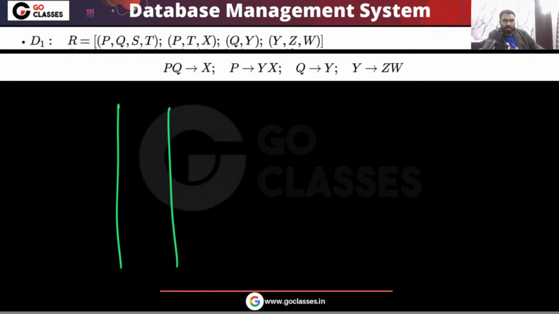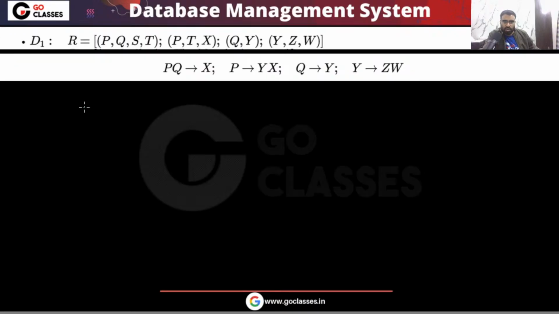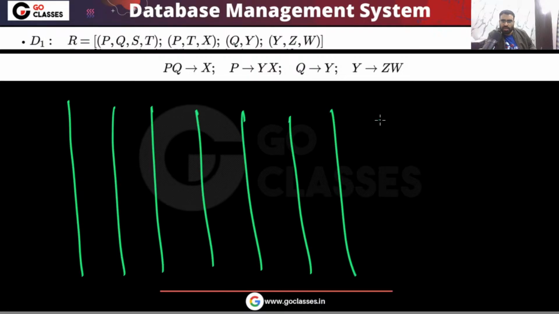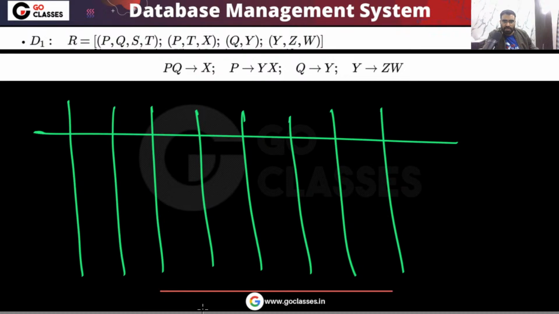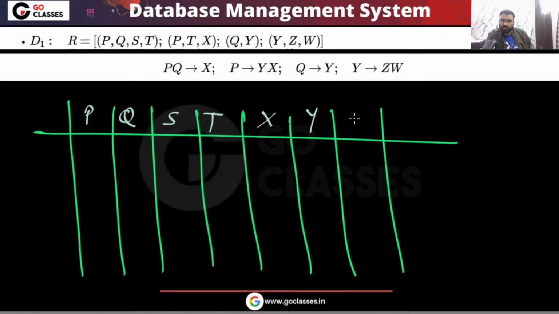In the matrix, remember, the columns will be the attributes. How many attributes are there? You can see a total of 8 attributes. So I will create this type of matrix where the columns are the attributes: we have P, Q, S, T, and next we have X, Y, Z, W. So these are the columns that we got. Clear?